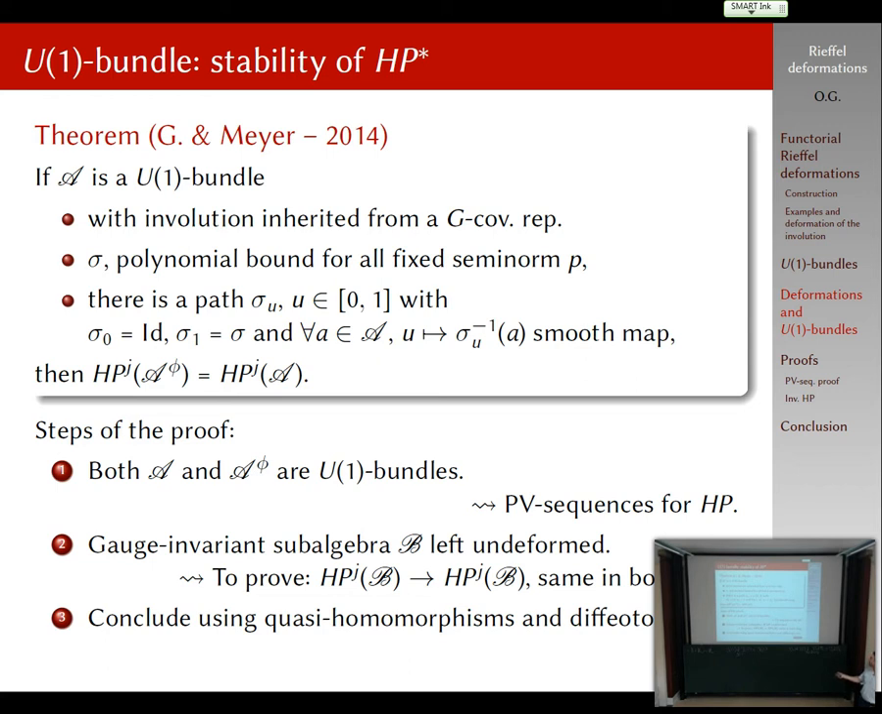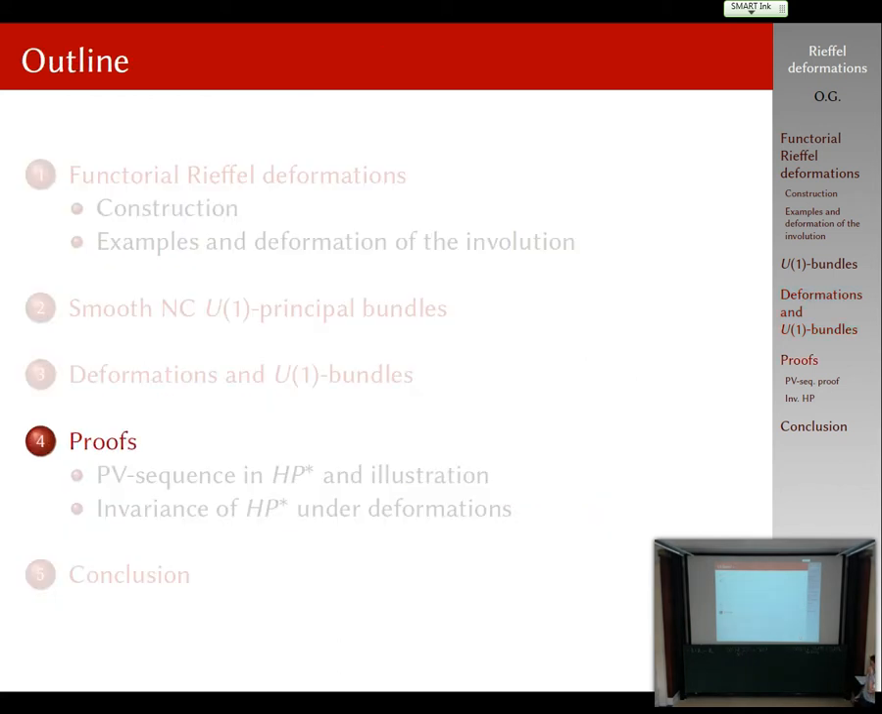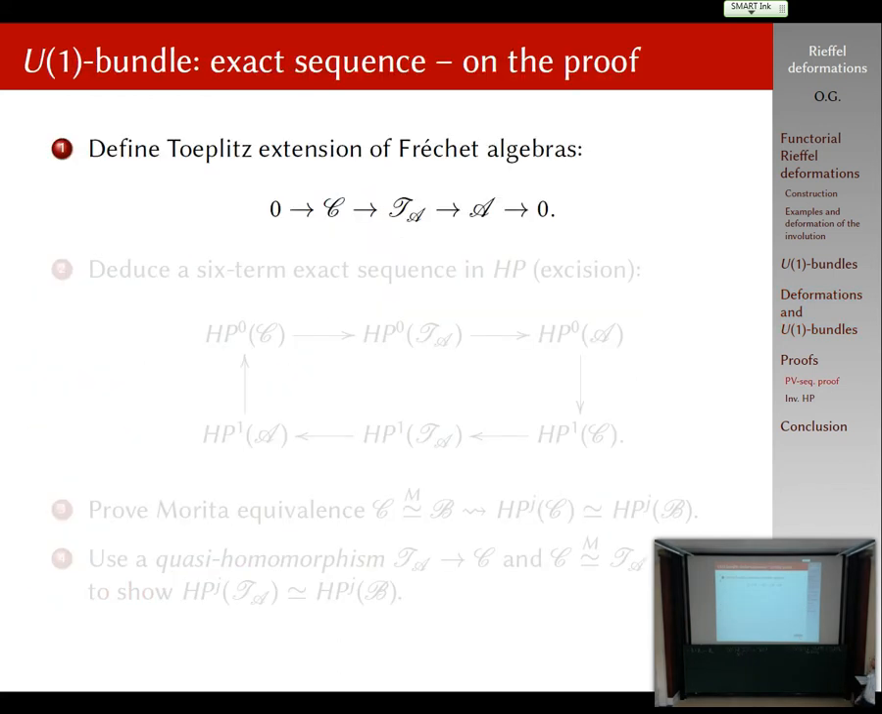Okay, so what we have to prove is that these maps in the six-term exact sequence are the same in the deformed and undeformed case. And then we're going to conclude using quasi-homomorphism and diffeotopy invariance, which are properties of the periodic cyclic cohomology. So here's the proof.